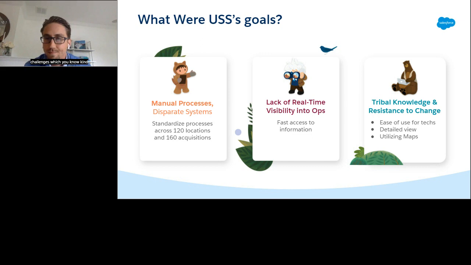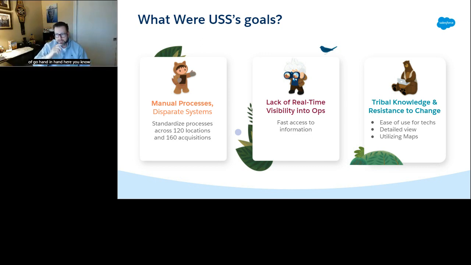So again, much like the pre-state challenges, which go hand in hand here, there was the standardization process. With 120 locations and over 160 acquisitions in our 20-year existence, there were 20 to 30 different ways of doing things, right? We had an old legacy system where, from a regional perspective, everyone was doing things their own way. There was no standard operating procedure around that. And that was one of the big things we wanted to make sure of when we implemented Salesforce Field Service: that everyone was working off the same page, everyone was basically rowing in the same direction.